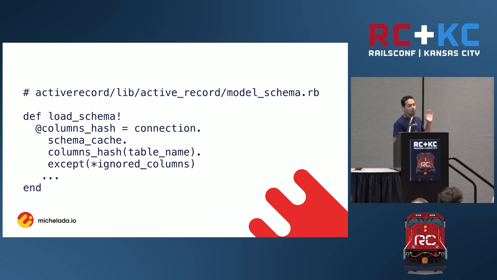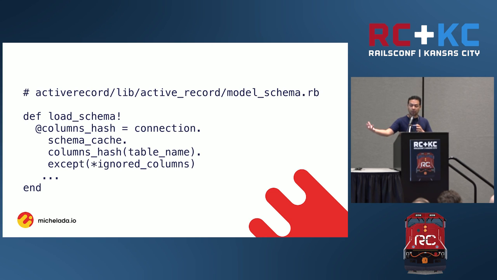This method is delegating the call to the actual database connection, asking what the schema is for this specific model. The connection is relying on the schema cache, so it means that we do this work only the first time that we try to use a model. That's pretty straightforward.